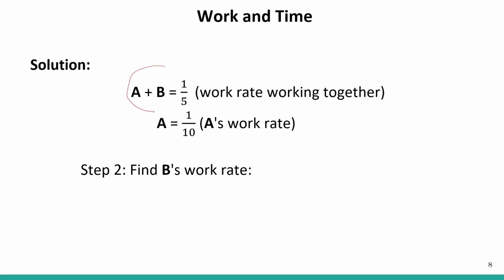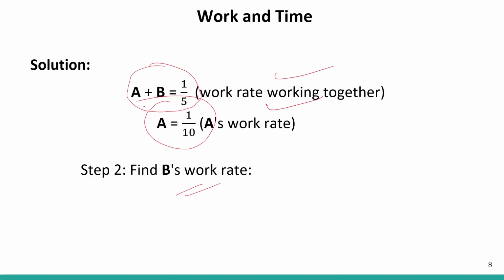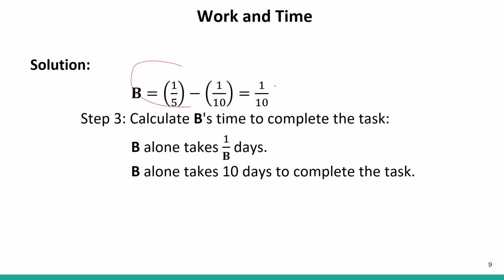So A plus B is 1 by 5, the work rate working together, or combined work rate. A's work rate is 1 by 10, so we find B's work rate using that equation, and we got 1 by 10 out of it. So calculating B's time to complete the task, B takes 10 days. So 10 is the correct answer here. Let's go forward to the next question.